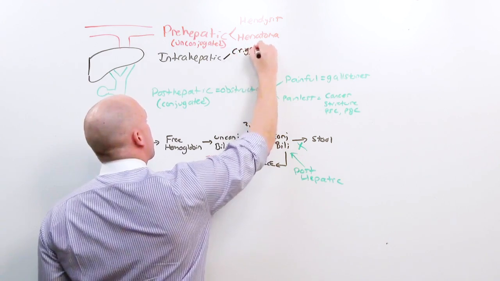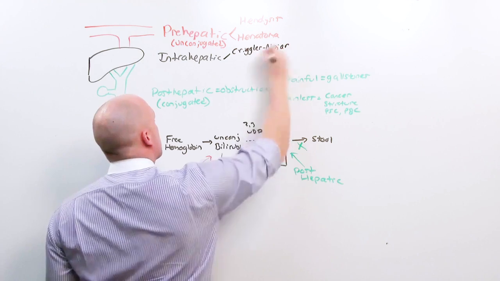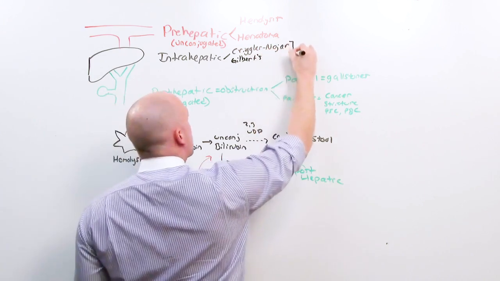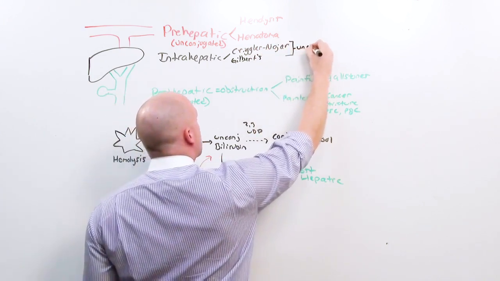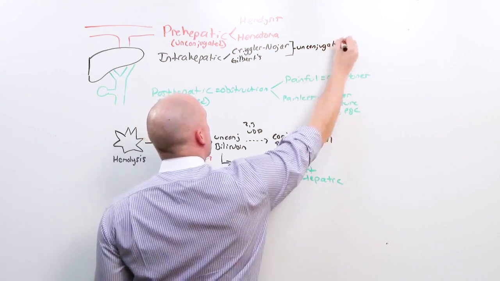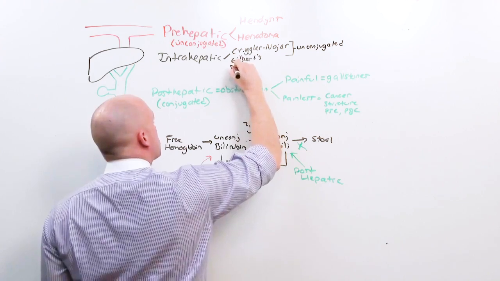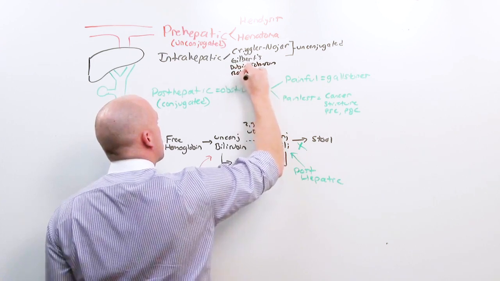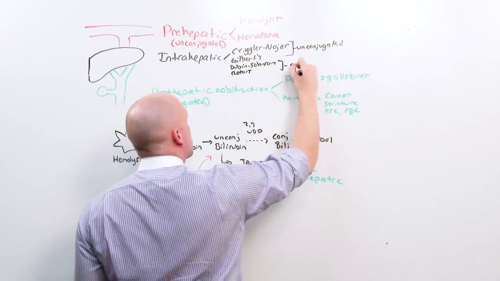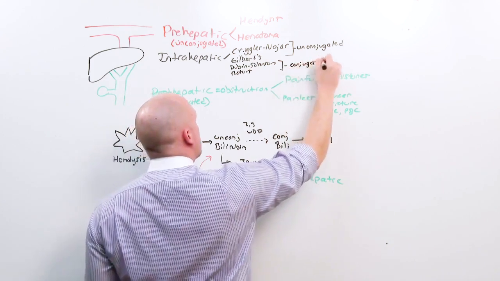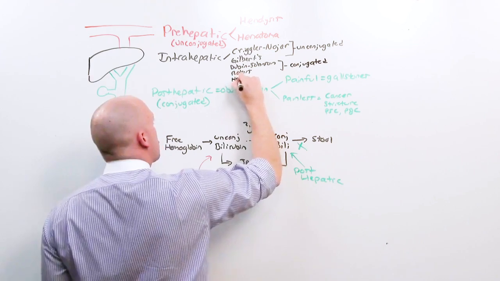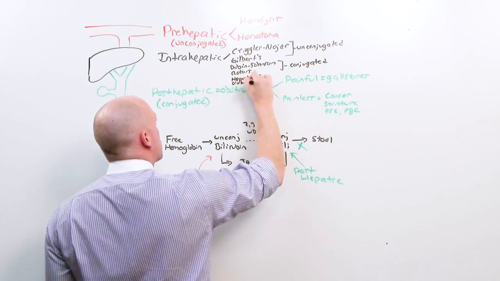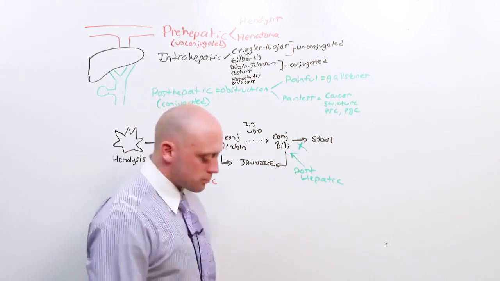Crigler-Najjar and Gilbert's are going to be more likely to be unconjugated, has to be uptake, whereas Dubin-Johnson and Rotor's happen to be conjugated, more of excretion. And then anything that causes a hepatitis or cirrhosis can lead to an elevation in the bilirubin, and it's going to be a mixed picture.